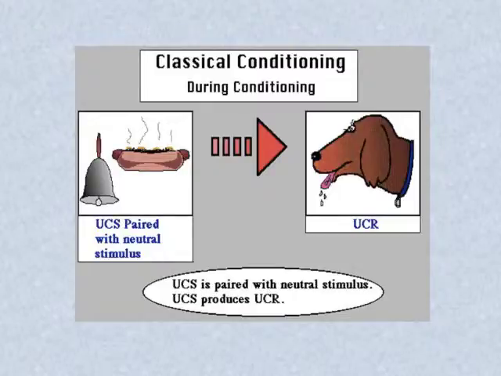The NS is repeatedly paired with the UCS. That is, the bell is rung, and then the hot dog is presented to a dog that has been deprived of food. The NS, the bell, is continuously paired with the UCS, the hot dog. The UCS elicits the salivation response, the UCR, in the dog. Through the process of pairing, the dog learns to associate the 2 stimuli, the bell and the hot dog.